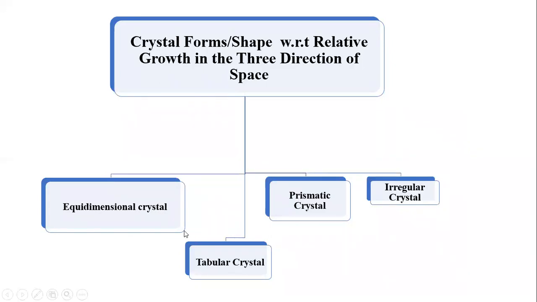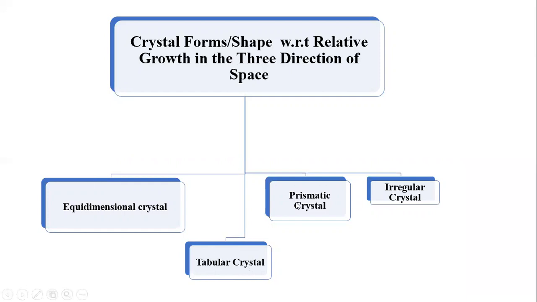Tabular crystals. These are those crystals which are better developed in two spatial directions than in the third direction. Tabular crystals usually form plates, tablets, flakes or scales. And tabular crystals are common in the mica and some feldspar minerals.